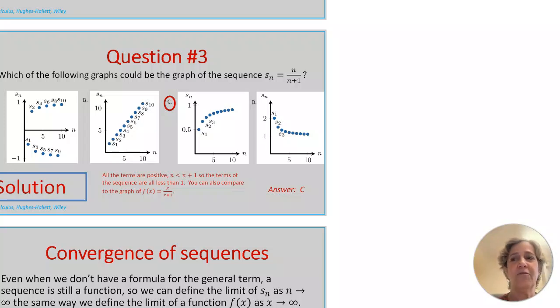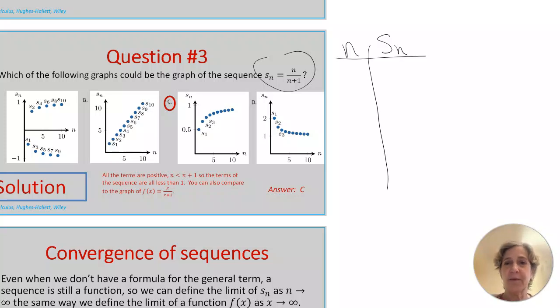So here they're giving us a formula, and they want us to come up with a picture. So the first thing I would do is certainly figure out what those terms were. So kind of like a function, I'm going to make a table. N, which place I am in my sequence, is my input. The value of the term in the sequence is my output.